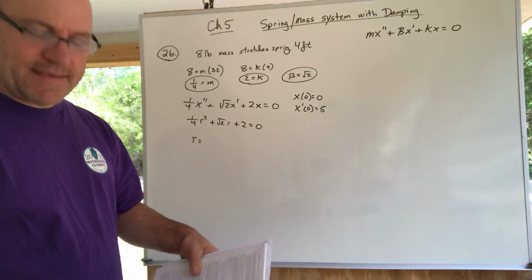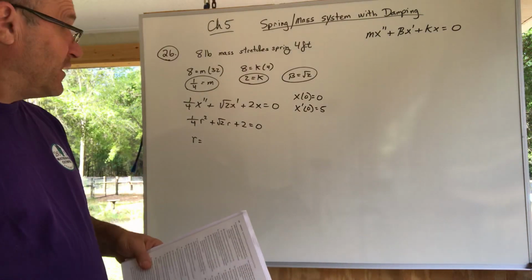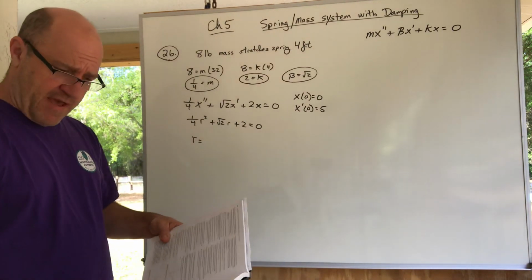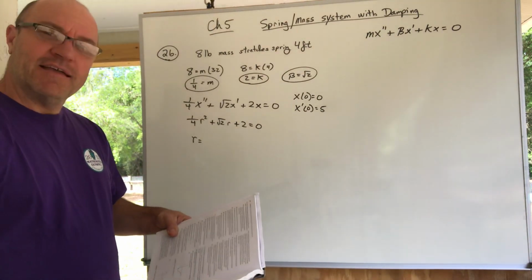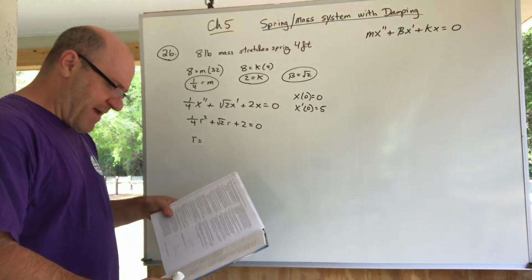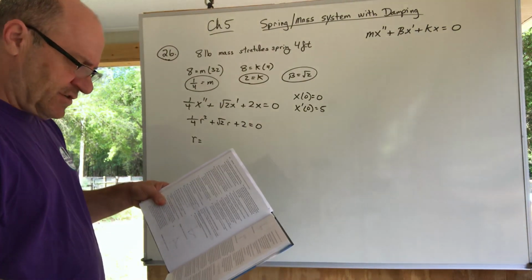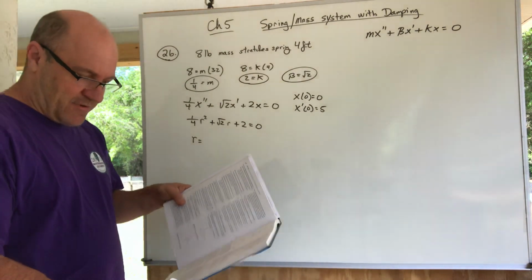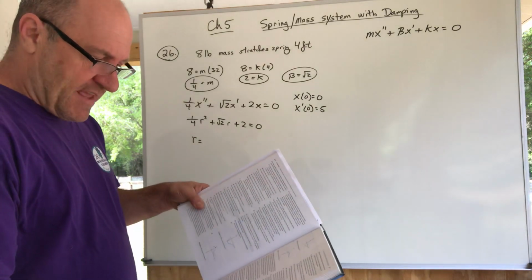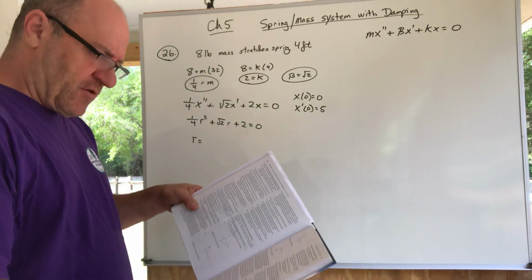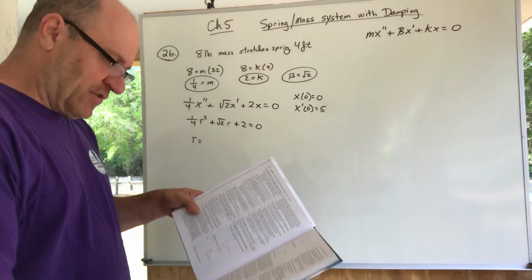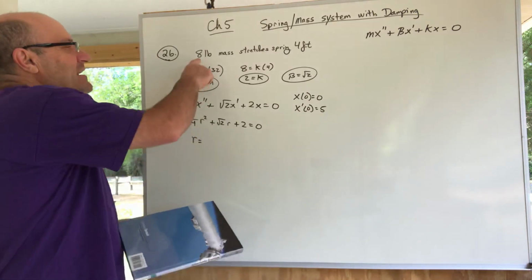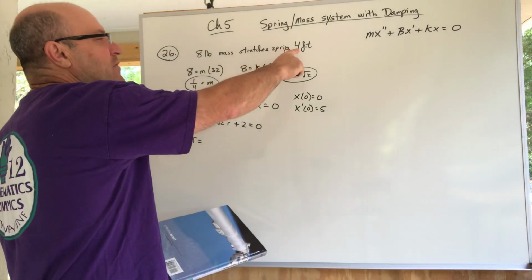Hello, welcome back. I picked this number 26 out of chapter 5, section 5.1. It's worded a little funny. It says a mass weighing 4 pounds is attached. I'm sorry, that's not what it says. A 4-foot spring measures 8 feet long after a mass weighing 8 pounds is attached to it. What I got out of that is that an 8-pound mass stretches the spring 4 feet.